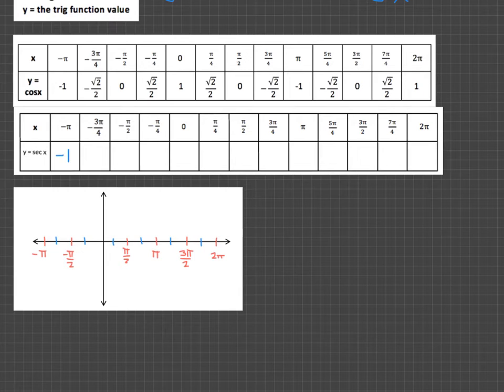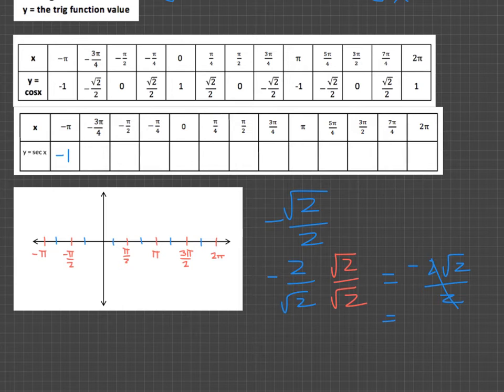For x equal to -3pi over 4, we want the reciprocal of negative square root 2 over 2. So if we flip that over, we get -2 over square root 2. If we rationalize that denominator, multiplying by top and bottom, square root 2, we end up with negative 2 square root 2 over 2. The 2's cancel. So the reciprocal of negative square root 2 over 2 is negative square root 2.